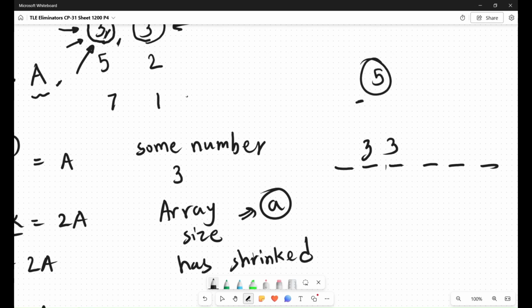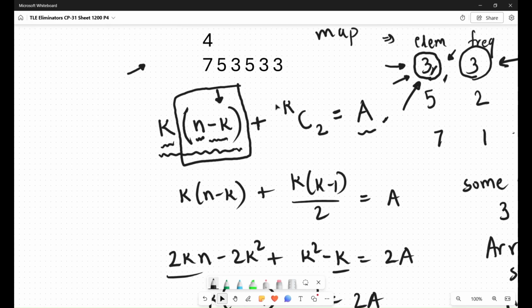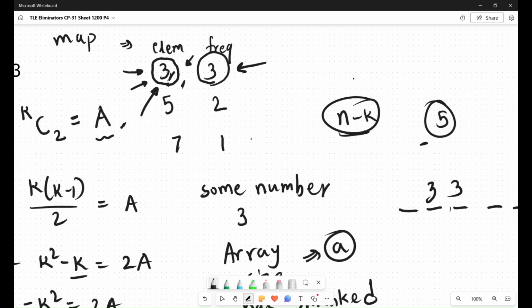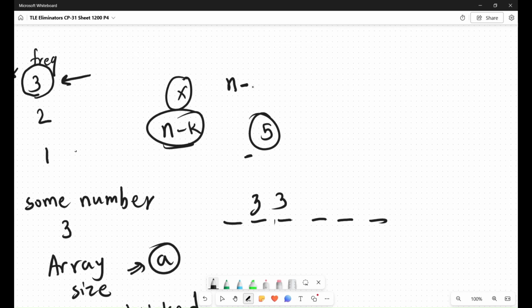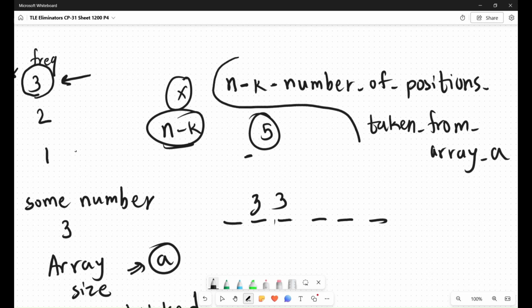So you won't be having n minus k elements for 5, right? Here we had n minus k elements for 3, but in case of 5 it won't be the case. It will be n minus k minus the number of positions taken from array a. That is the whole thing.